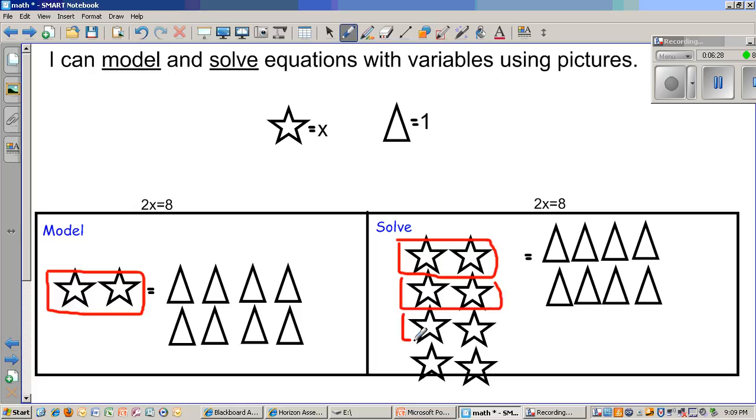There's 3 groups of 2. And here's 4 groups of 2. So x is equal to 4, and you know that because 2 times 4 is equal to 8, so that checks out.